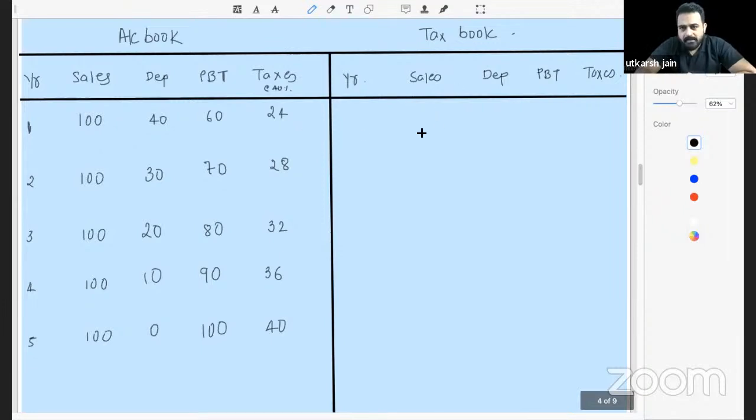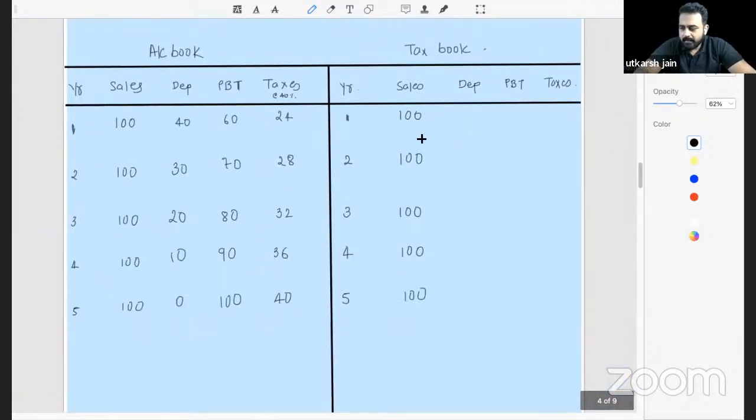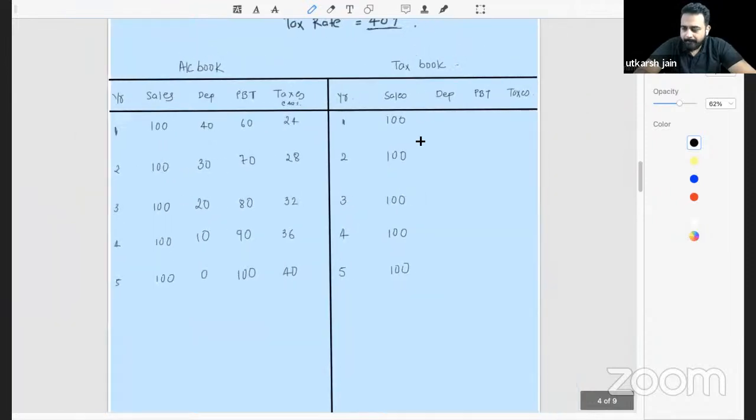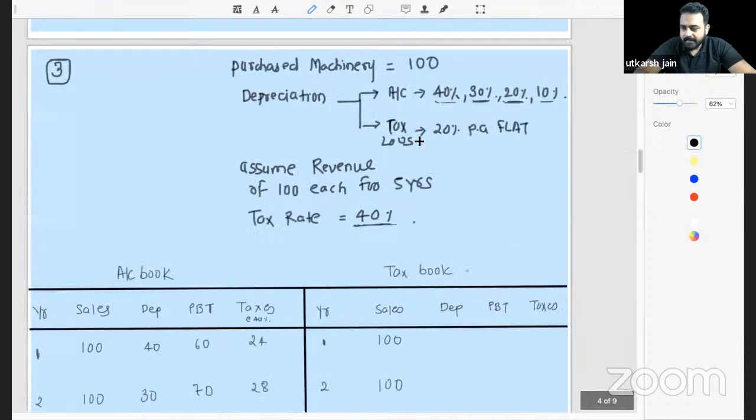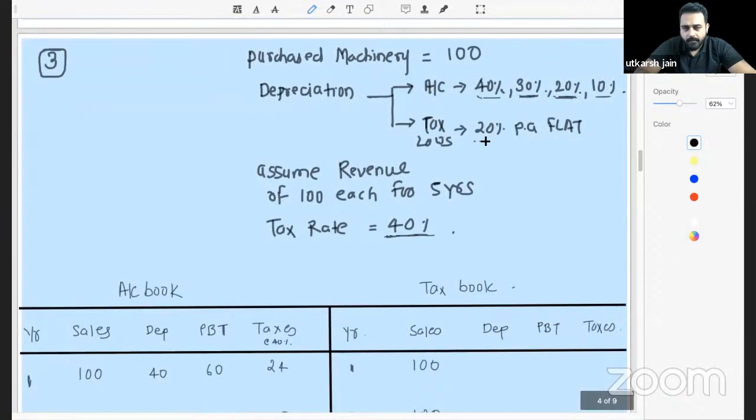All right, good. Let's go to the taxation book. Year 1, year 2, year 3, year 4, year 5. Sales assumed value of 100 for each of the years. Depreciation of 20% per annum flat for each of the years.